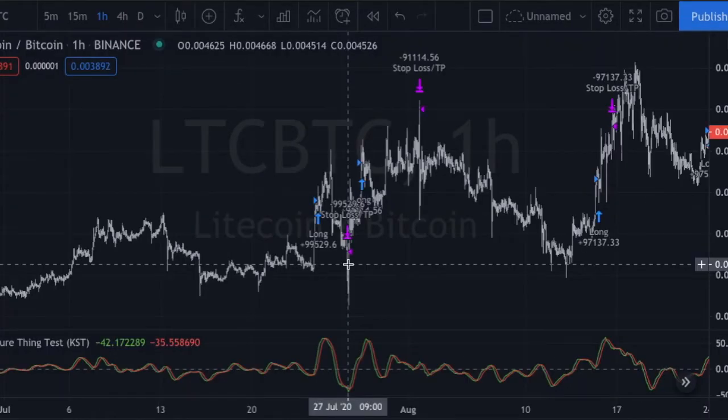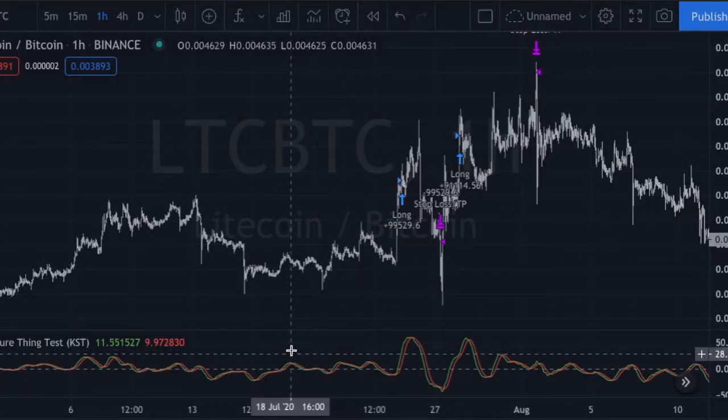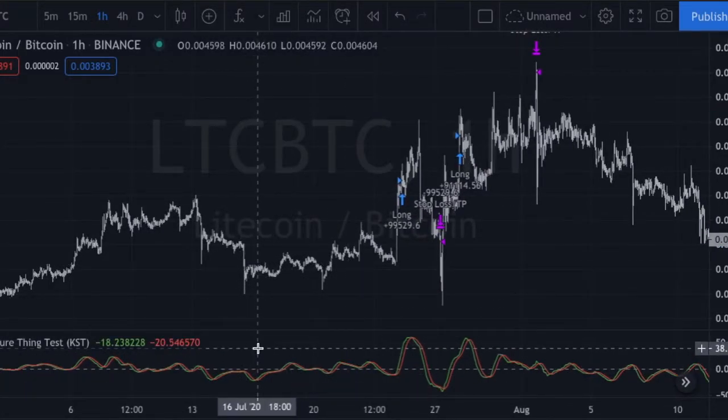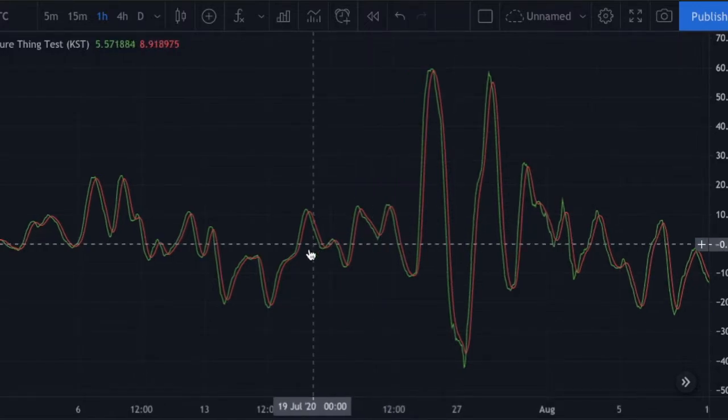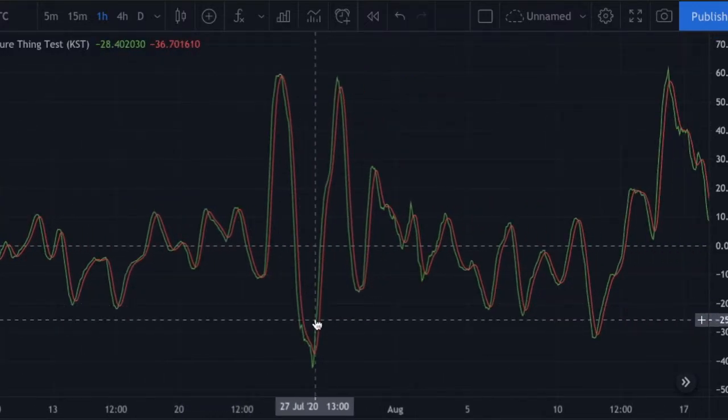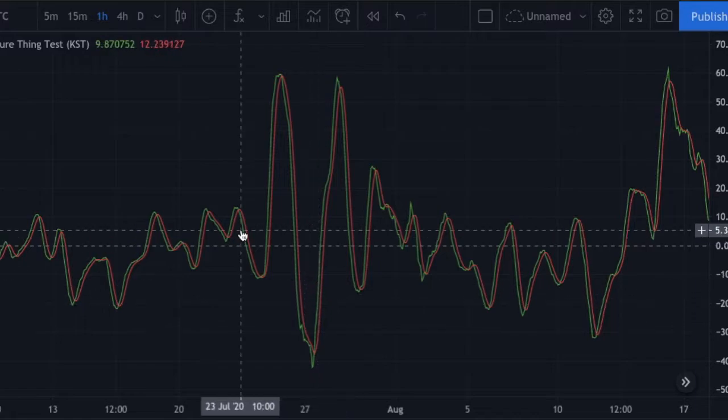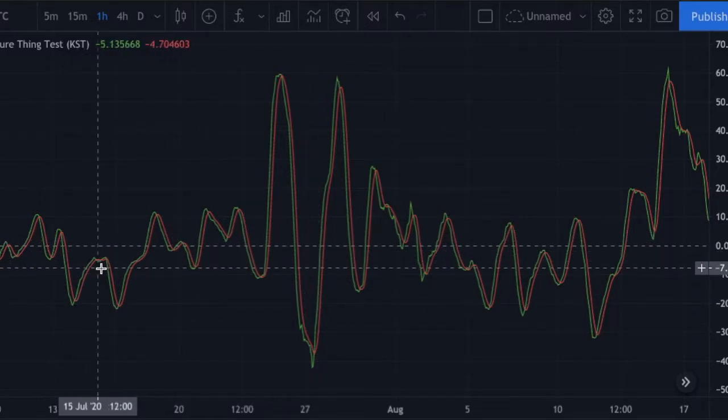Okay, so let's backtest the Know Sure Thing indicator. First of all, let's take a look at what it looks like. If you look down here, I'm going to double click on it so you can see it. This is what the Know Sure Thing indicator looks like. From here on out, I'll just describe it as the KST. So basically there's two lines, the green line and the red line.